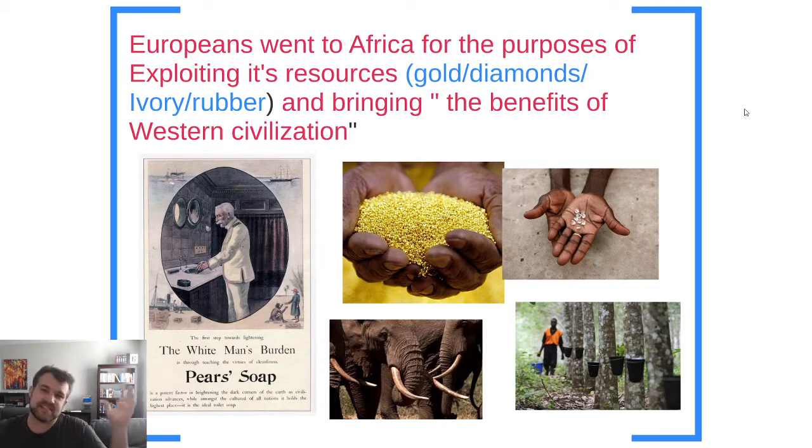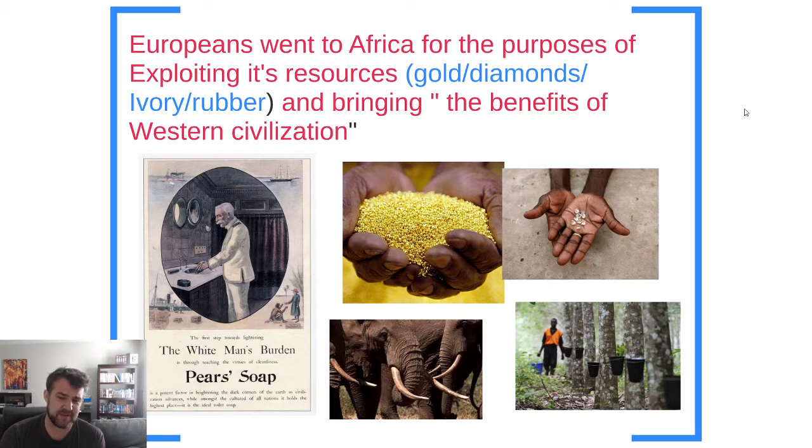And the thing is, a lot of the European press during this time period said that they were bringing the benefits of civilization to this neglected continent. And they sold it in the newspapers like they were doing a good thing. But the historical reality of it is they were just plundering Africa for everything it had.